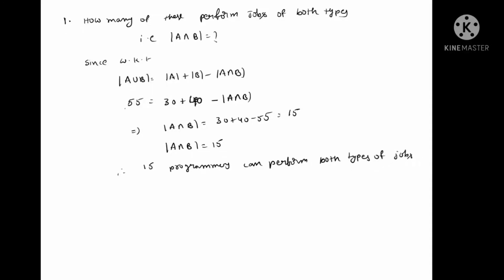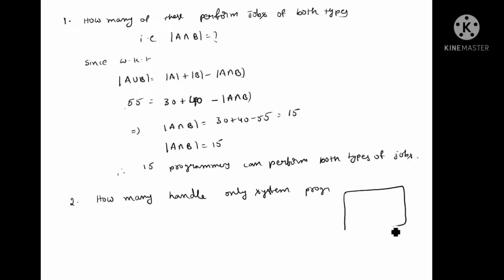Okay. Now the first bit is completed. What is the second bit? How many handle only system programming? I am going to explain through a Venn diagram. Suppose this is the system programming. Now this is application programming. A intersection B we got. What is A intersection B? 15.